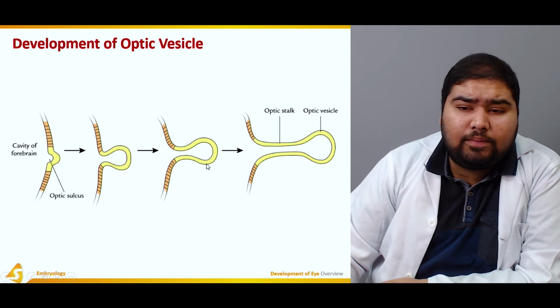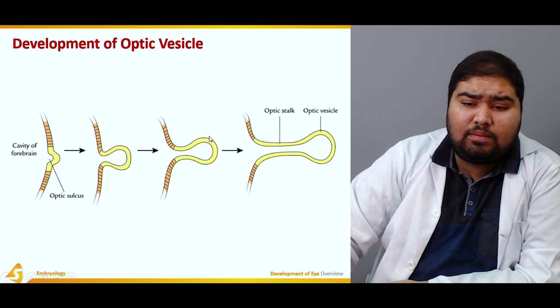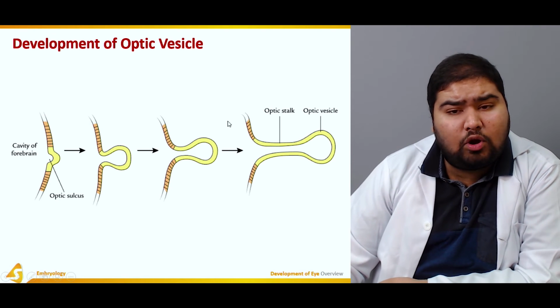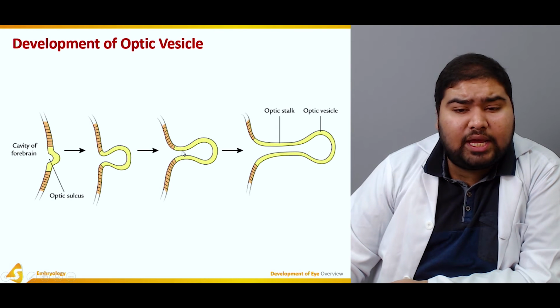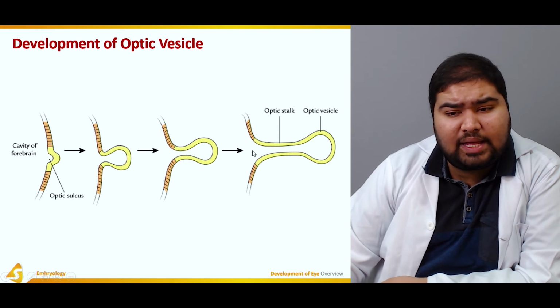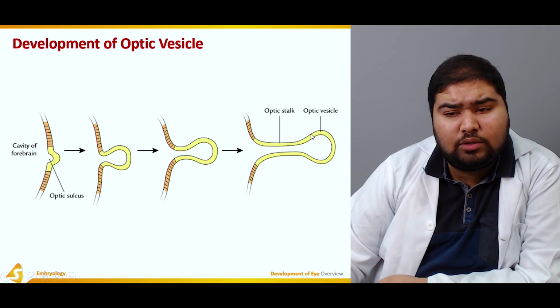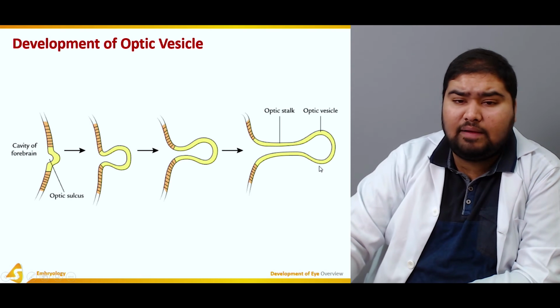As it is moving laterally, it is invaginating the surrounding mesenchyme and inducing the surface ectoderm to form the optic lens placode. At this point in time, the communication with the forebrain cavity forms the optic stalk, and the distal portion of this optic sulcus forms the dilated part, which is the optic vesicle.